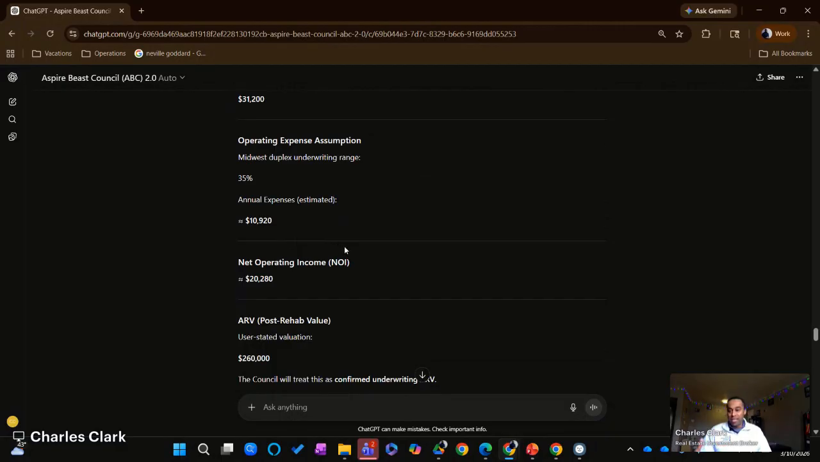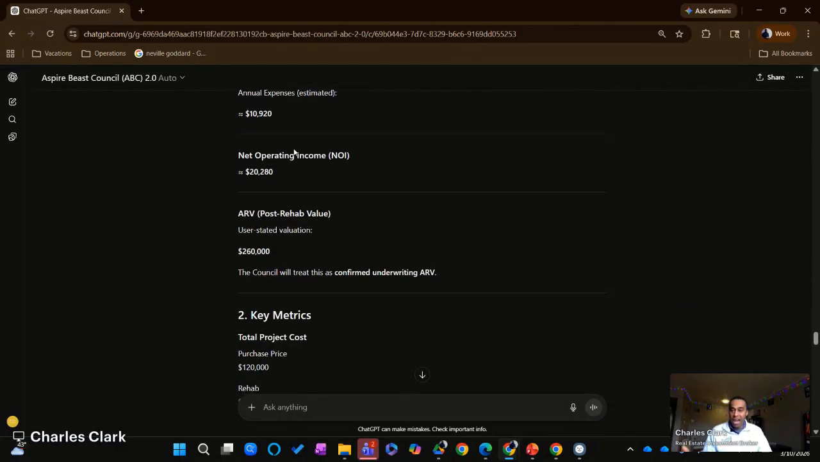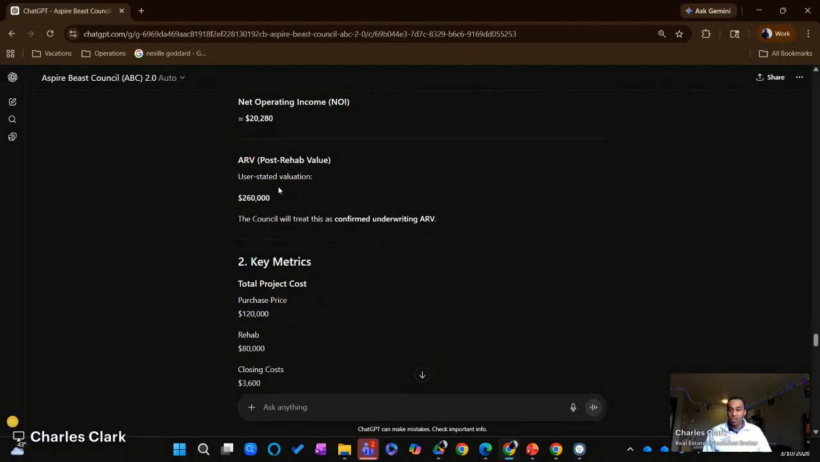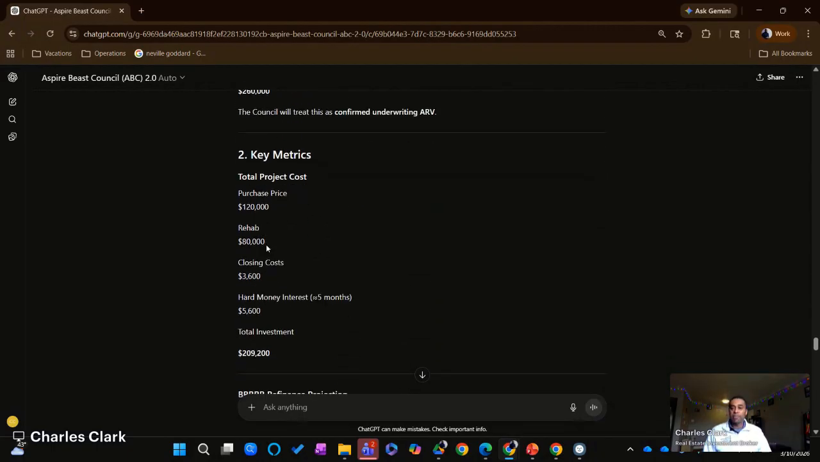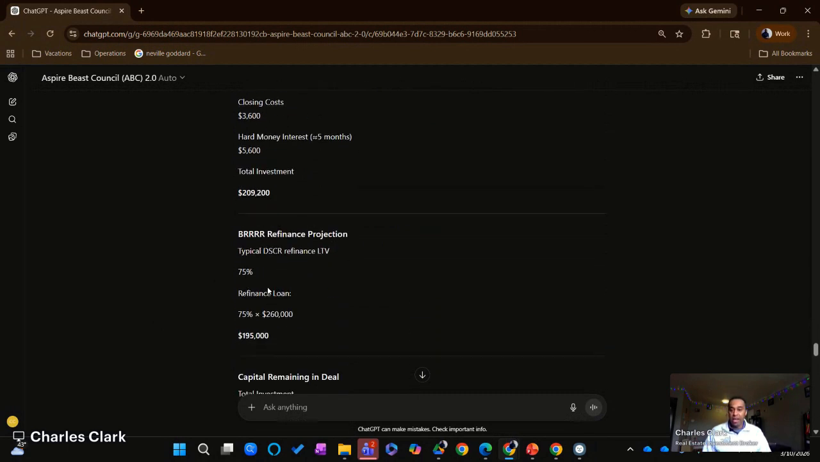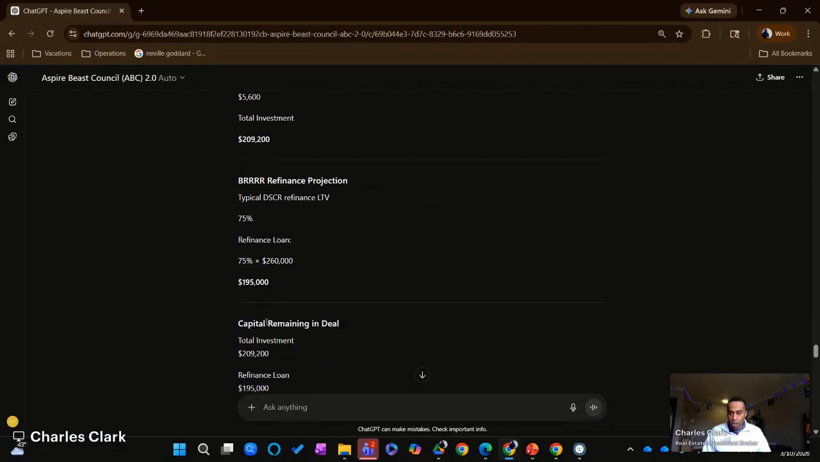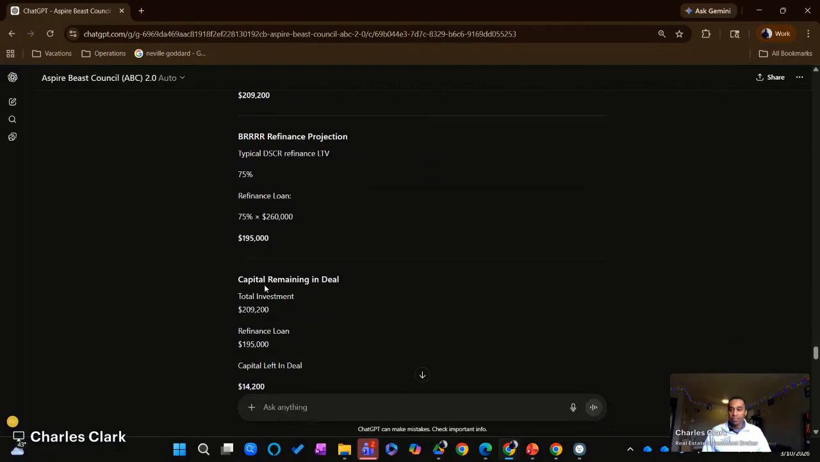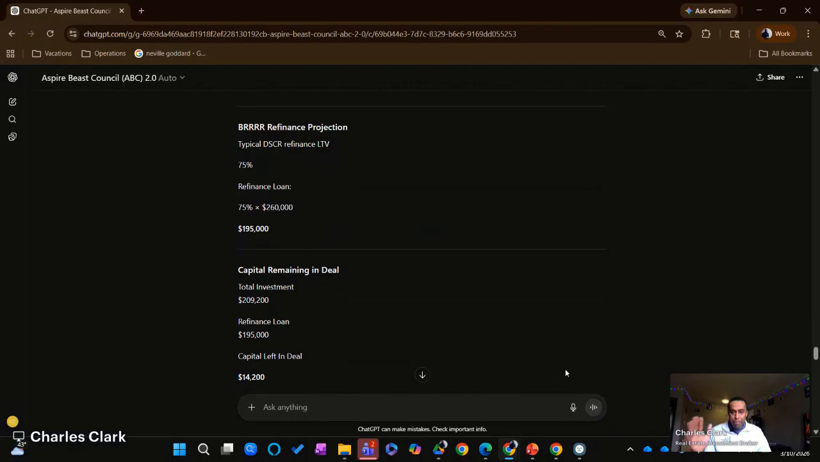That might be there if you didn't fix up the property. So net operating income is 20,000 a year. So now user stated valuation around 260. Rehab, so we're in here 209,000. So the BRRRR that we're a little bit lower. I'm gonna say I believe he got it a little bit higher.